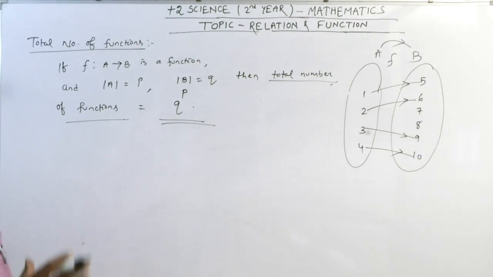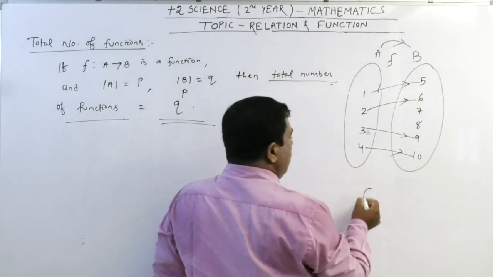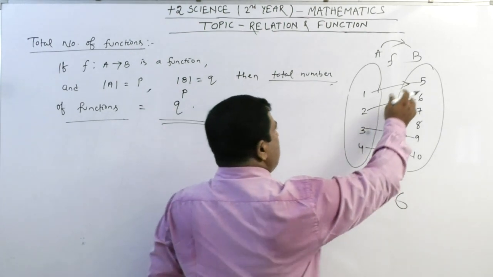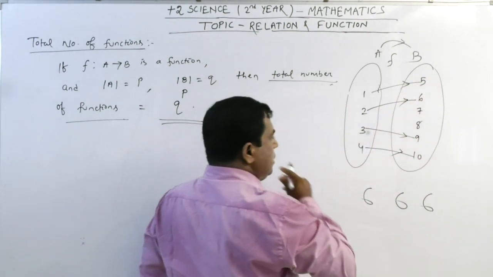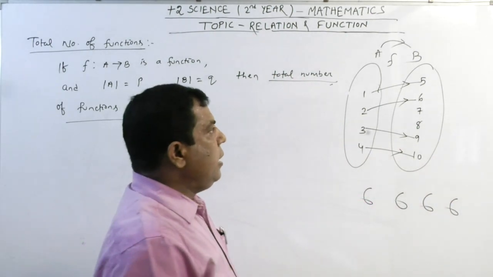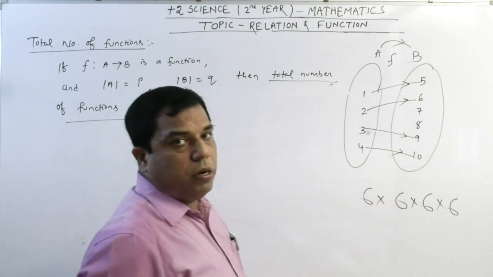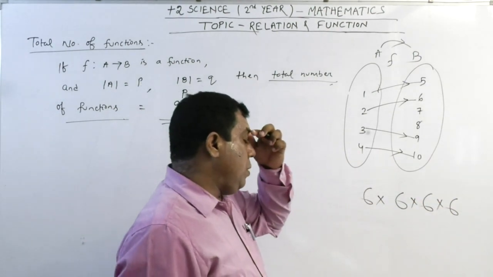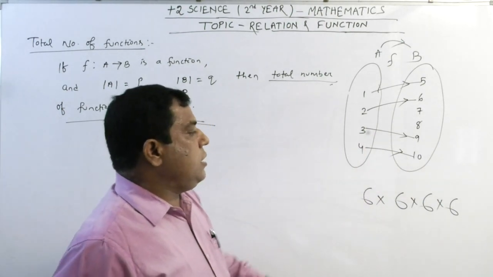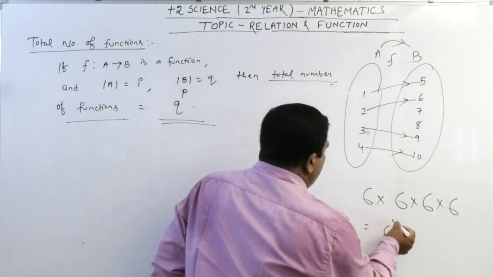Okay, that is why I am telling you that for 1 how many choices are there? 6 choices. For 2, how many choices? 6 choices. For 3, how many choices? 6 choices. For 4, how many choices? 6 choices. So as per the principle of multiplication, remember the principle of multiplication, the total work can be done in how many ways? We have to multiply the individual options. So it is 6 into 6 into 6 into 6, which is equal to 6 to the power 4.